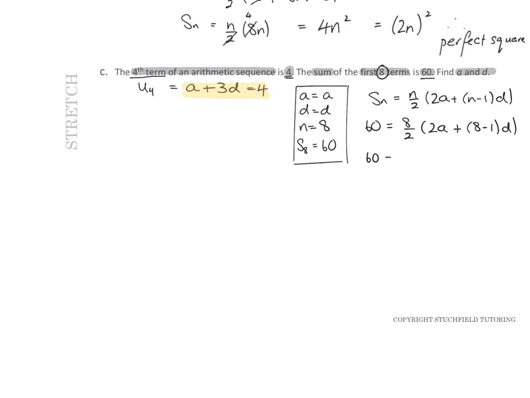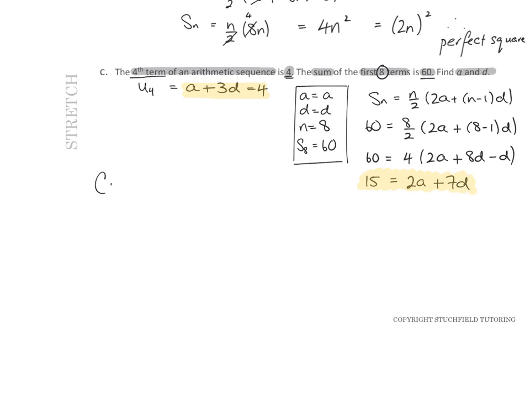So 60 equals 4, (2a plus 8d minus d, which is 7d). Should have simplified my bracket first. I'm actually going to divide by 4, so 15 equals 2a plus 7d. And now we have a second simultaneous equation.